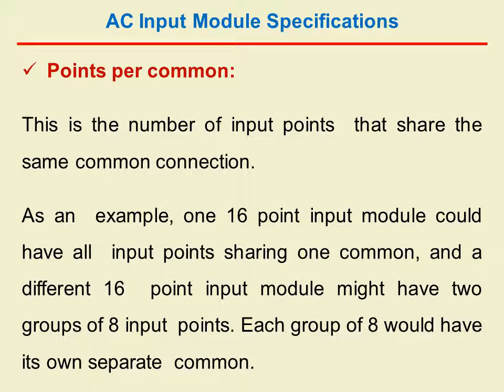Points per common. This is the number of input points that share the same common connection. As an example, one 16-point input module could have all input points sharing one common, and a different 16-point input module might have two groups of 8 input points. Each group of 8 would have its own separate common. So if the 16-point input module is used for two groups of 8 input points, that will be having two common points.